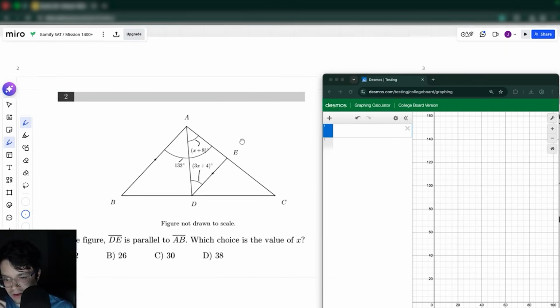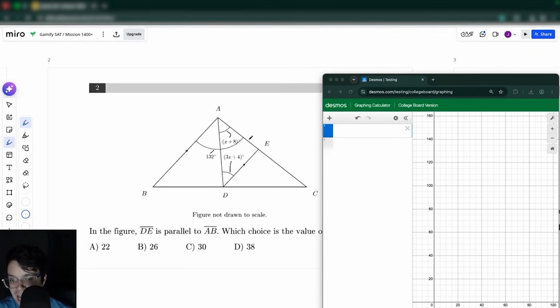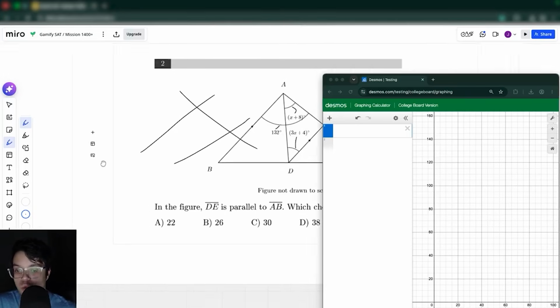We have, wait, not that one. We have this whole big angle here, which is 132 degrees, and this smaller one, which is contained within the bigger one, which is x plus 8. We also have this angle, which is 3x plus 4. If you think about it, though you kind of have to contort your head a little bit to see this, this basically is just 2 parallel lines and 1 line going through them. That is basically what is going on here.